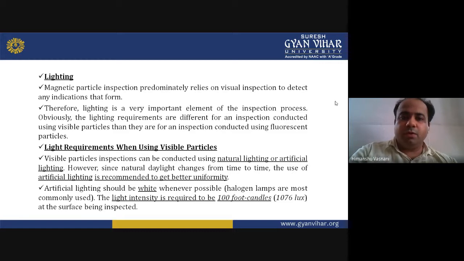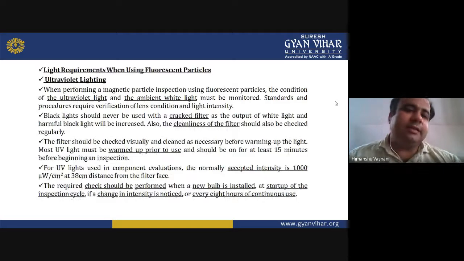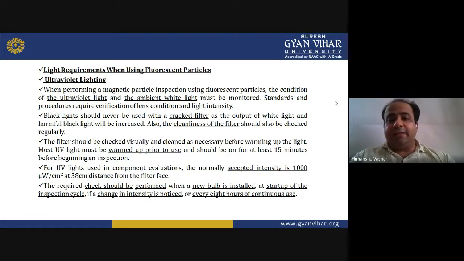Now, light requirements when using fluorescent particles, ultraviolet lighting. When performing a magnetic particle inspection using fluorescent particles, the condition of the ultraviolet light and the ambient white light must be monitored. Standards and procedures require verification of lens condition and light intensity. Black light should never be used with a cracked filter, as the output of white light and harmful black light will be increased. Also, the cleanliness of the filter should be checked regularly.